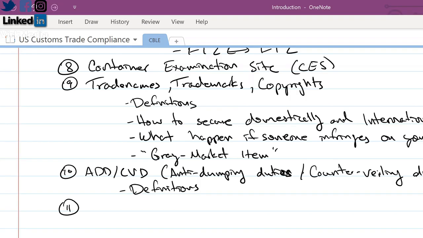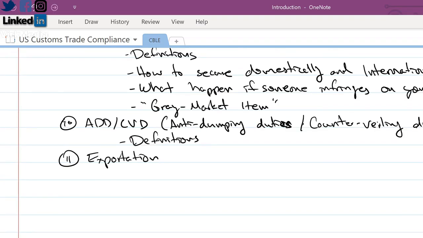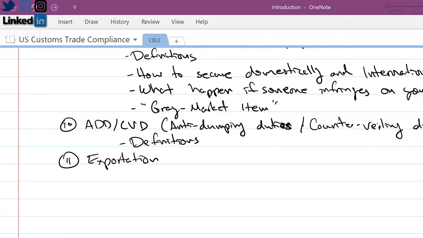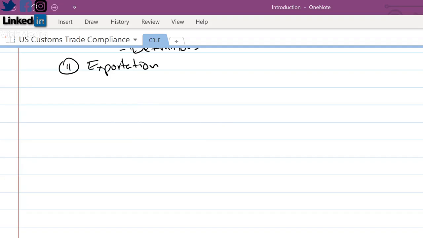Once we talk about ADD, CVD, we move on to exportation. Exportation is a pretty simple topic. After exportation, we will talk about carnets, or carnets, however you say it. We'll discuss the definition and the types.